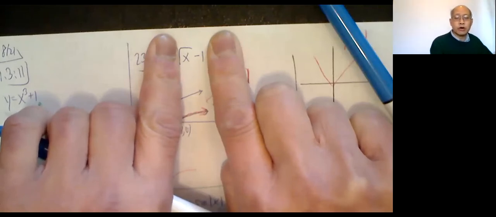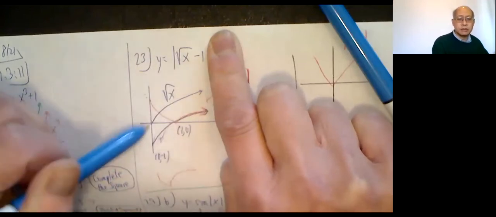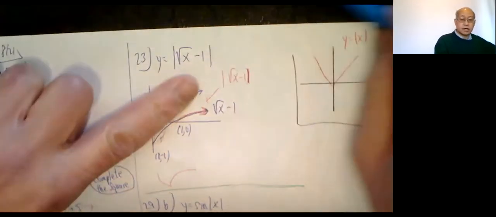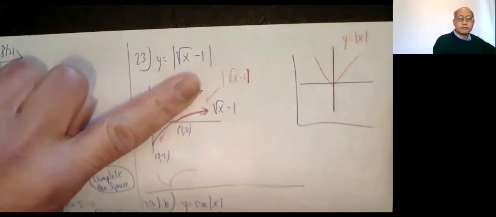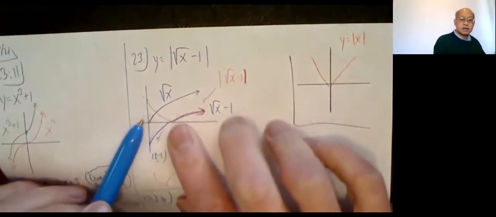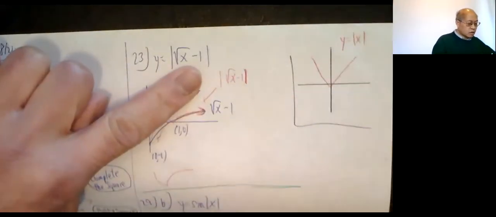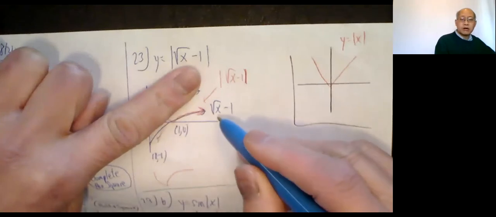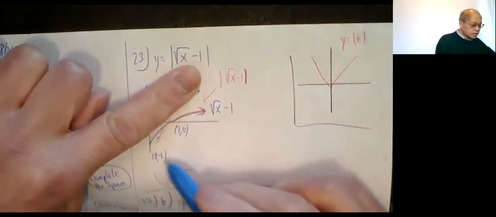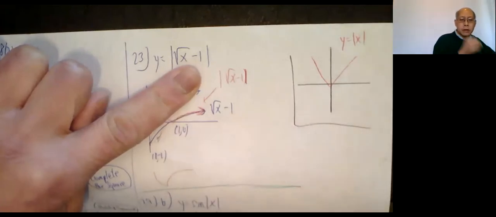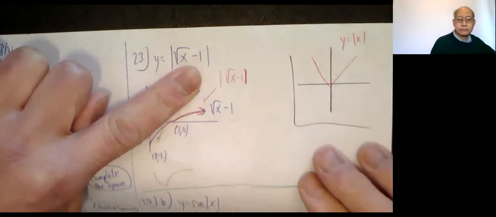That drops the graph 1 unit, right? So 1 unit down. The picture's getting a little bit cluttered now, but just cover this. That's what I have now. So square root of x, look at this, (0, 0). Now I go down 1 unit, radical x minus 1. So this is the point (0, -1). This is the point (1, 0).